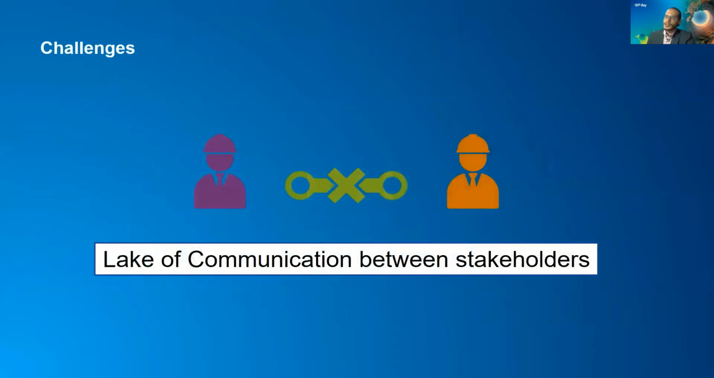What are the current industry challenges? First thing is the lack of communication between different stakeholders. Every project has multiple teams that work on it, like the civil engineers, the mechanical engineers, the electrical engineers. Maybe we also have architecture, plumbing. It of course depends on the type of the project.